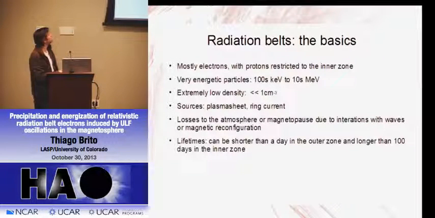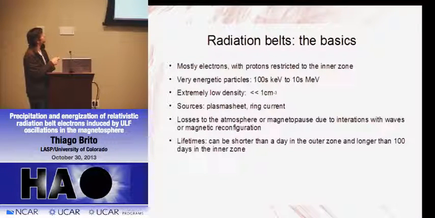Okay, so a few basics about this population. It's mostly electrons, with the protons restricted to the inner zone. For this work, I will focus mostly on the electrons. And they're the energetic part of the plasma population in the magnetosphere. So they range between 100 keV to tens of MeV. They are extremely low density, so much less than one particle per centimeter cubed.